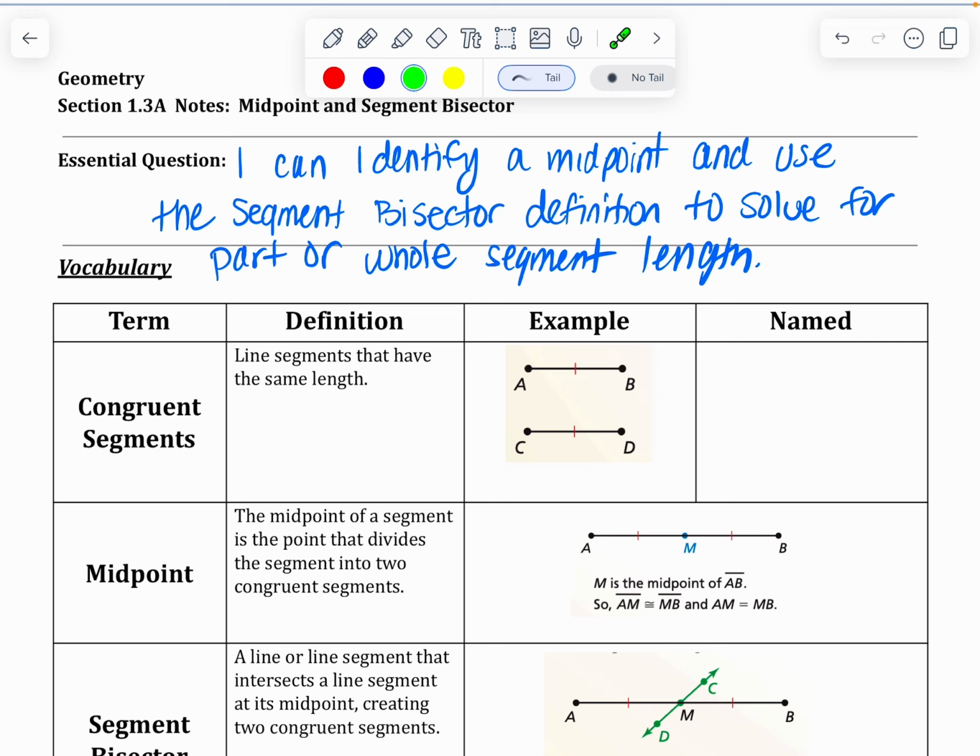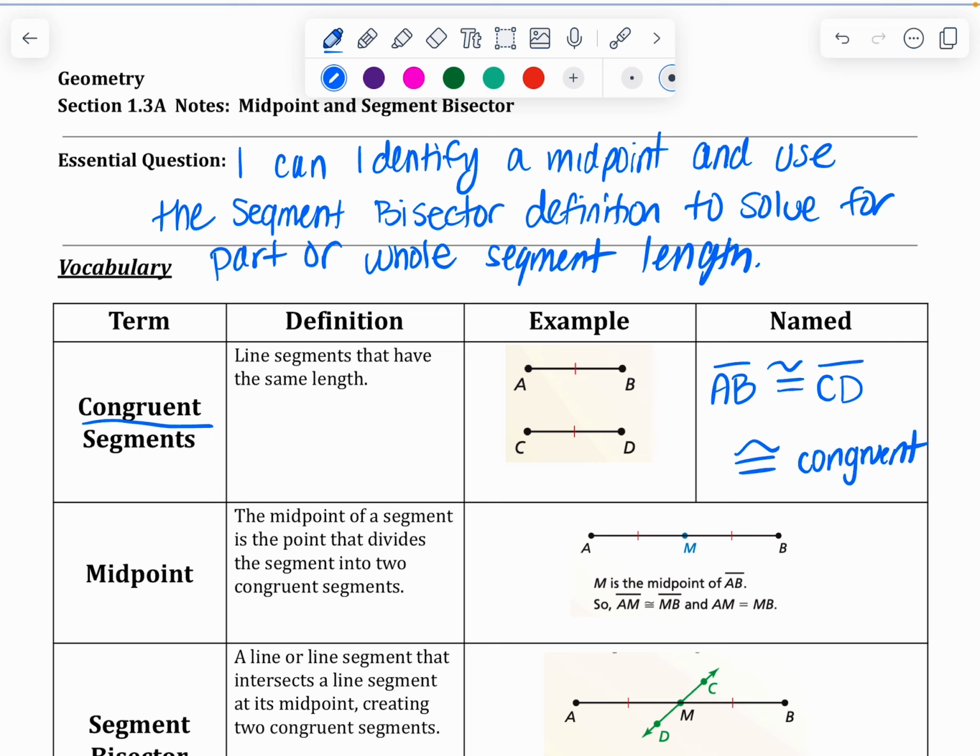And then congruent means equal, and so your symbol for congruent is very similar. You would say that segment AB is equal to segment CD, but the only difference between the equal and the congruent is you put a little squiggle above the equal. So that symbol is our symbol for congruent, which in geometry means that they have the same length.